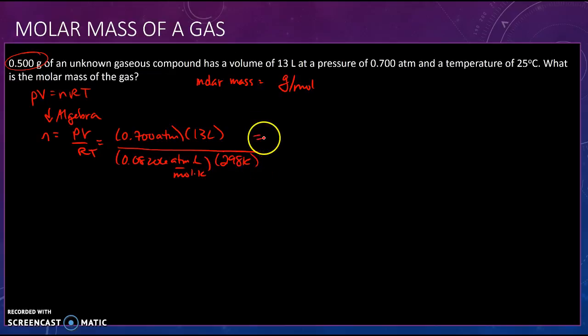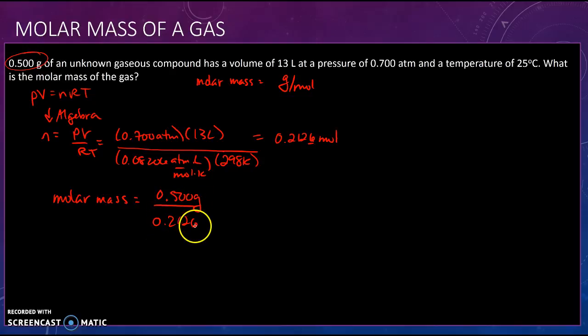And we do all that, and what we're going to get is 0.212, maybe carry an extra sig fig, 0.2126 moles. Okay? So we have the number of moles now. And now to get the molar mass, all we have to do is take the grams that we had, 0.500 grams, divide it by 0.2126 moles, and we will get 2.35 grams per mole for this gaseous compound.